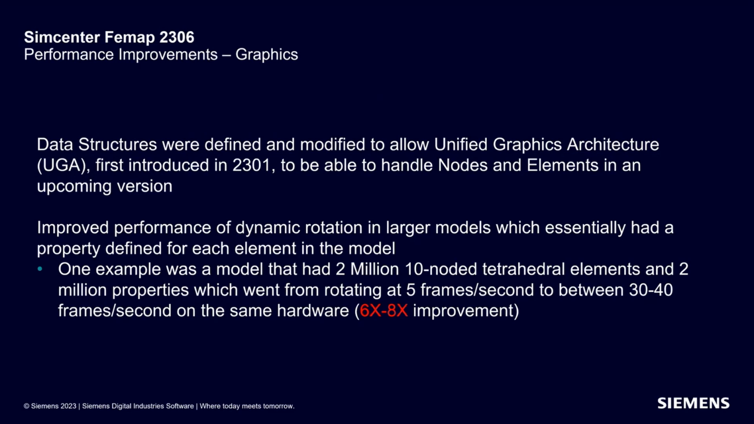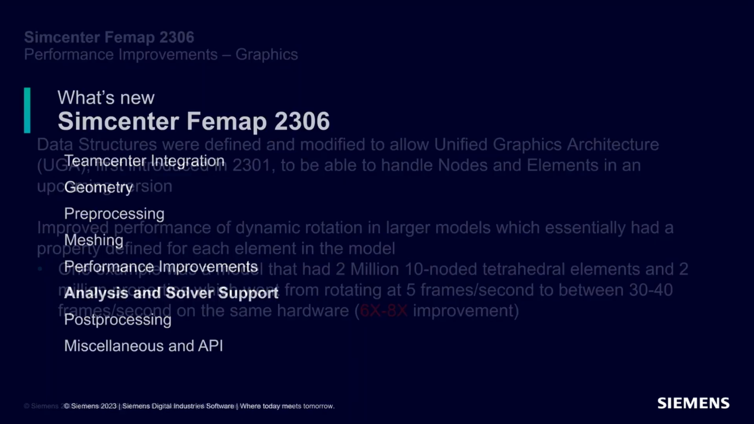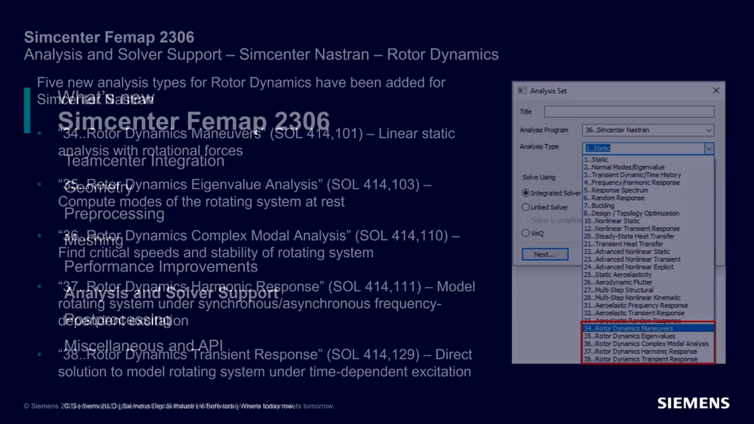And then, we did improve dynamic rotation in larger models, which essentially had one property defined for each element in the model, which you can actually get to pretty easily with the layup builder now, but we'll get into that later. We basically made a 6 to 8 times improvement in dynamic rotation. So that was pretty significant. So if you have a lot of properties in your model compared to your elements, you should see some significant improvements.